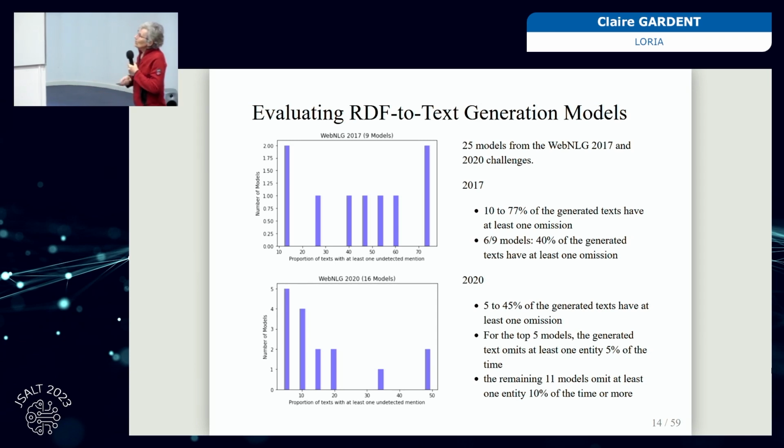So in 2020, the models were much better. The task was known. So the histogram here, the x-axis is the proportion of texts with at least one omission, and the y-axis is the number of models that have this proportion. So you see that in 2020, for the top 5 models, the generated text omits at least one entity 5% of the time, so it's much better, but it's still there. And then the remaining 11 models omit at least one entity 10% of the time or more, so it goes from 10 to 50% of the time for the worst model.